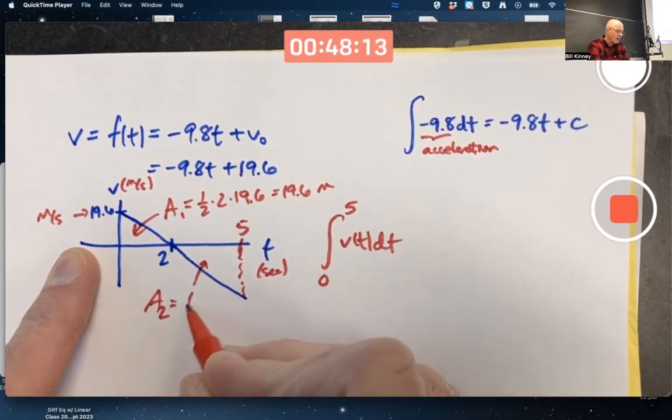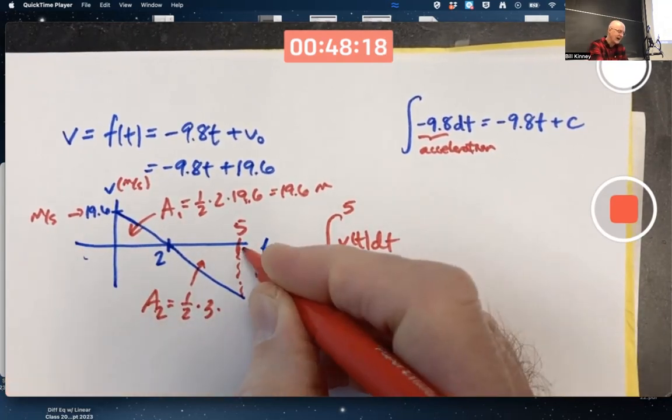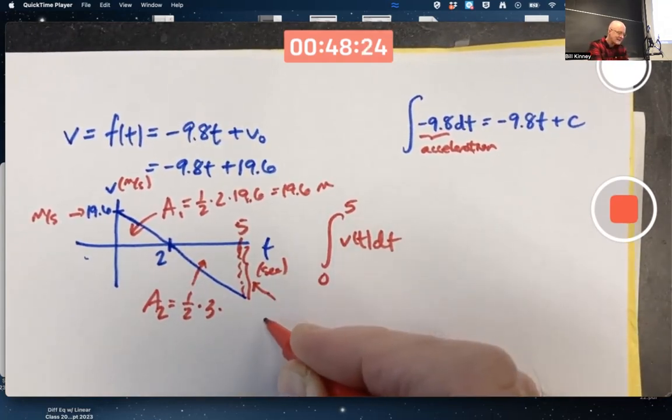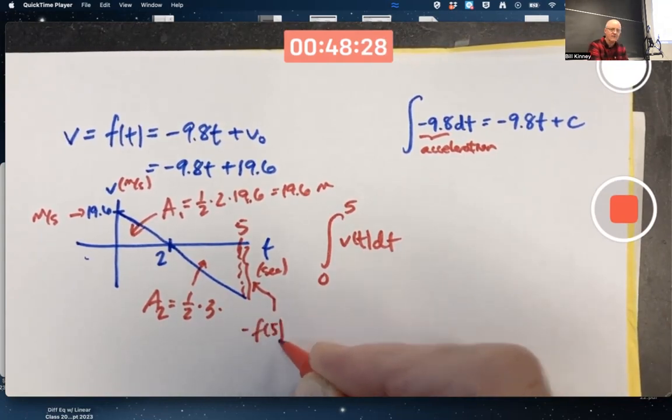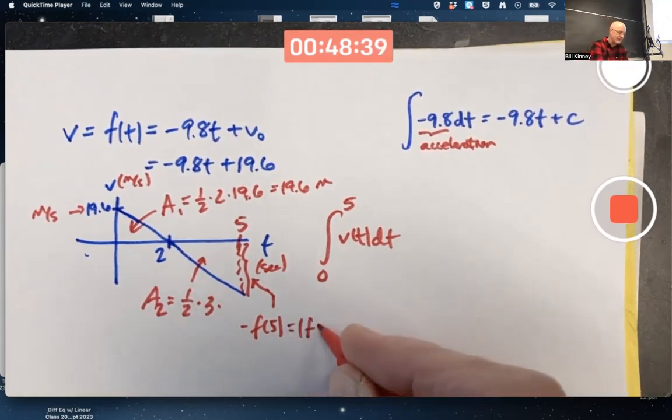What's the area of this triangle, A2? 1/2 base times the height. What's the height? I've got to figure out what that distance is there. Right, that'll be the height. That as a distance is actually going to be the opposite of f of 5. Why the opposite? Because f of 5 itself is going to be negative. So I need its opposite to get a positive distance. I could also think of that as the absolute value of f of 5.